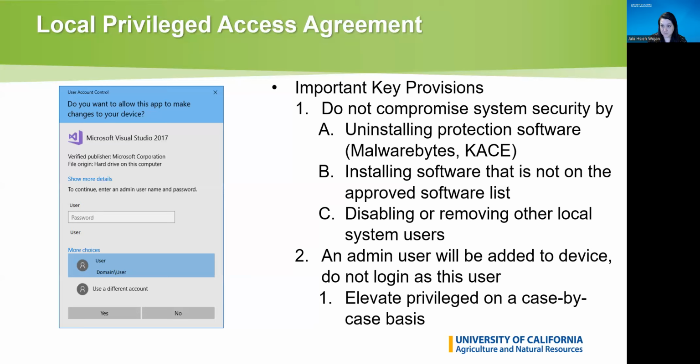What Help Desk has done is set up a second user for me called jwojan_admin. So when I need to install something, I'll get a pop-up like this, a user account control pop-up that will ask me for an admin username and password. When this happens, I will put in my jwojan_admin username and the password that goes with that account to install.